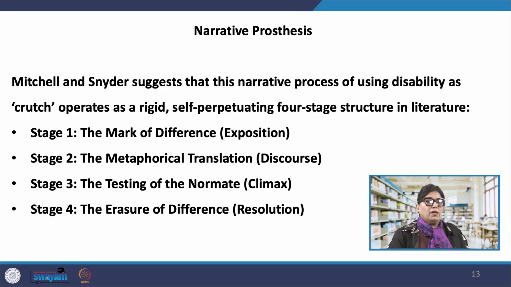Stage 4, the eraser of difference, resolution. Because the narrative cannot tolerate the ongoing presence of bodily deviance, the structure moves towards closure. To relieve the lingering aesthetic nervousness and restore normative comfort, the text must eliminate the difference either through a miraculous institutional cure or by killing the character off entirely.